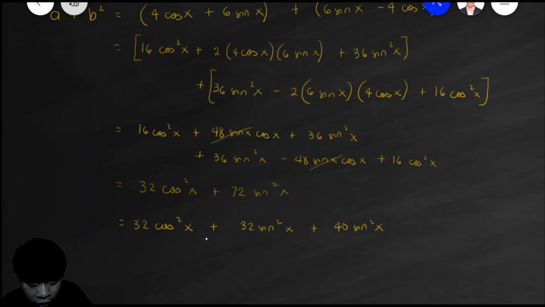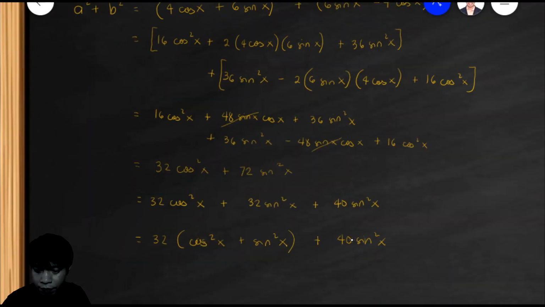Okay, so ang gawin natin guys is i-factor natin yung 32 dito. Okay? So ang mangyayari is 32, nasa labas na siya. Then cosine squared x plus sine squared x. Ayun, so ito na nga guys. So, finactor natin yung 32 dito, nilabas natin. So, magiging cosine squared x plus sine squared x yung nandito sa parentheses. Then, plus, of course, 40 sine squared x.